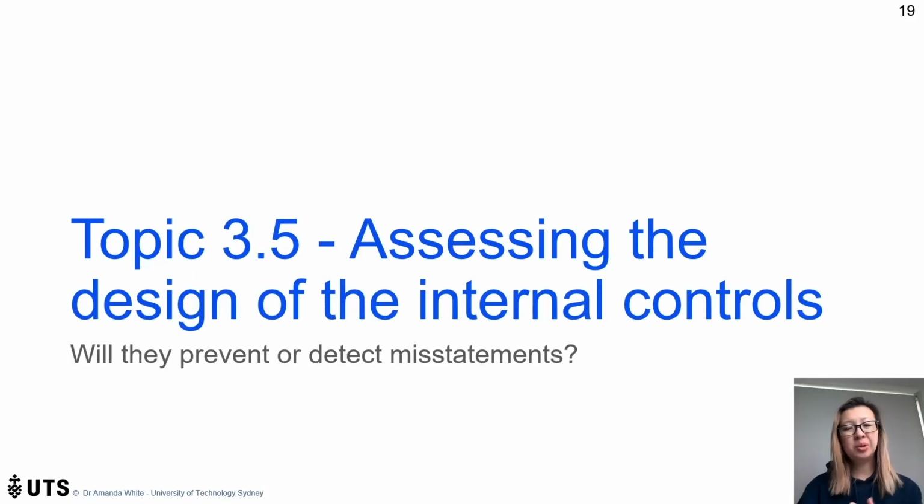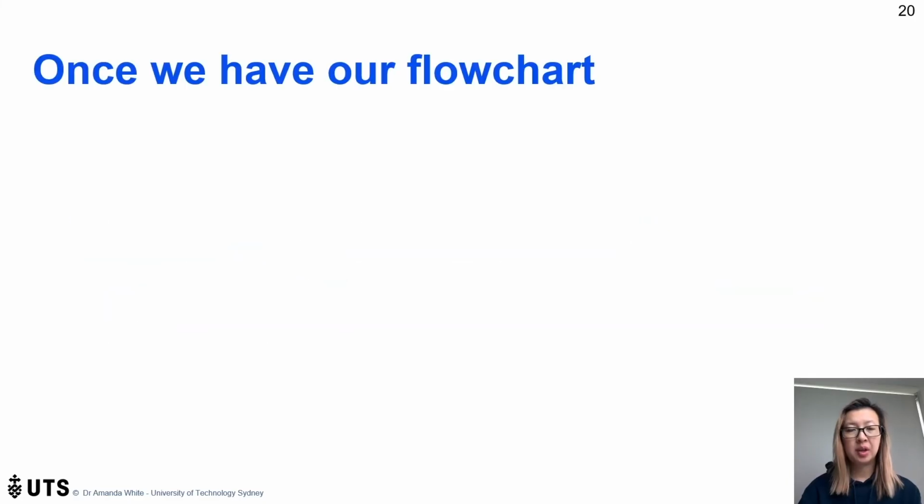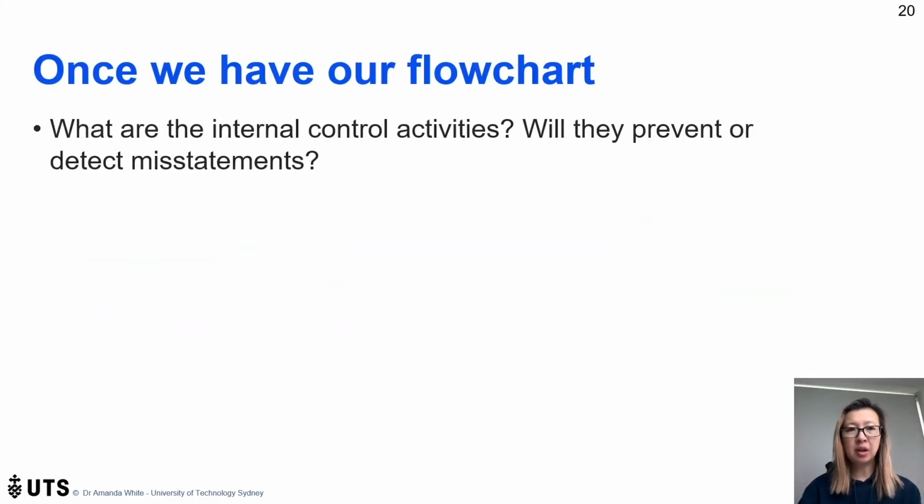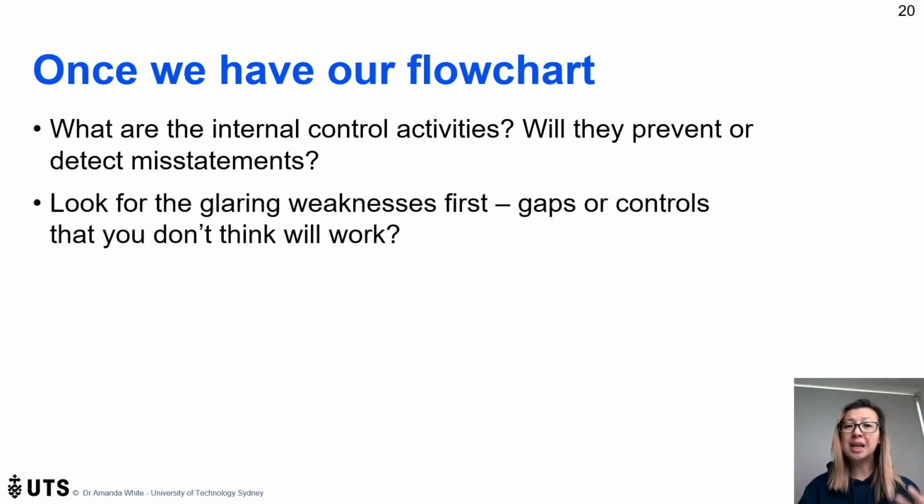So now we're going to look at what do we do with this information about internal controls to assess whether the controls really do prevent or detect misstatements, and what should our control risk assessment be. So once we've got our flowchart, you have to look at what are the internal control activities. Will they prevent or detect misstatements? Look for any glaring weaknesses. Are there any places where things could go wrong or something that you think might not work?